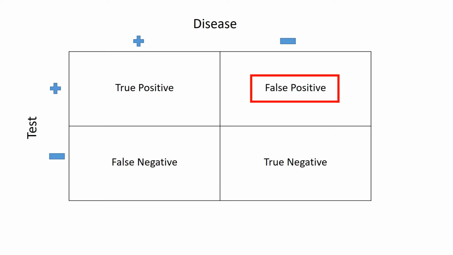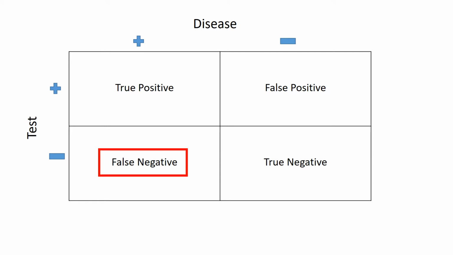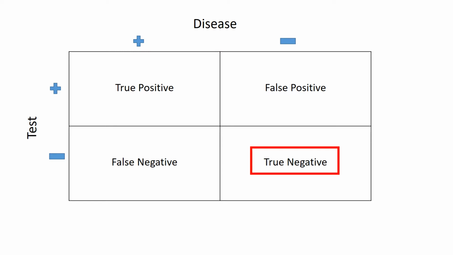Next, for those who test positive but do not actually have the disease, those are our false positives. Those who test negative but actually have the disease are our false negatives. And finally, those who test negative and indeed do not have the disease, those are our true negatives.